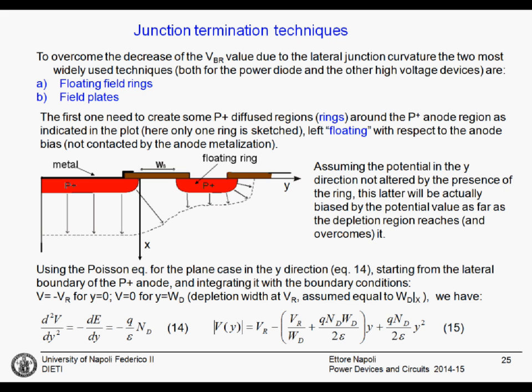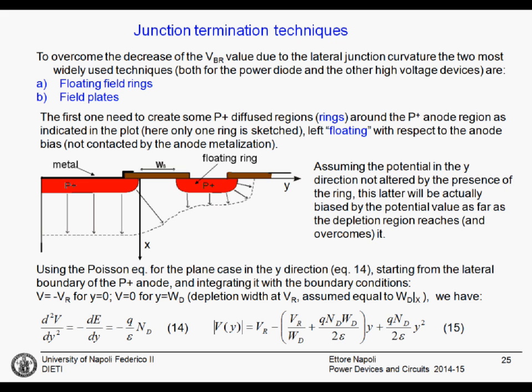In this case, one single ring is shown. In reality, more than one ring is used: 3, 4, 5, 7. Each ring will reduce the curvature a bit, and in the end you get a depletion region that slowly goes to 0 in this direction. Some analytical relations can be used to quantitatively understand the behavior of the floating ring.